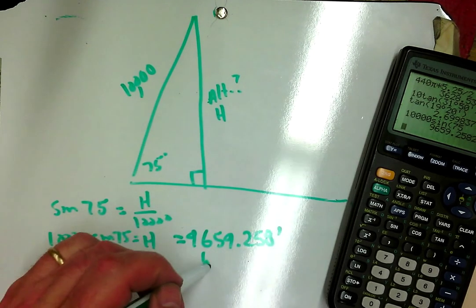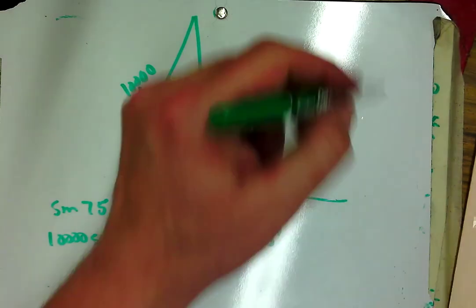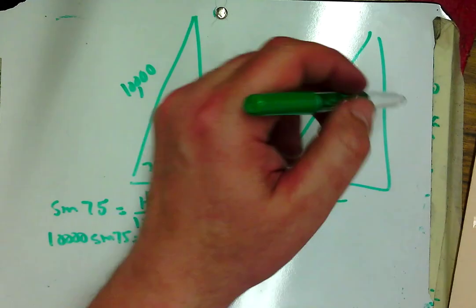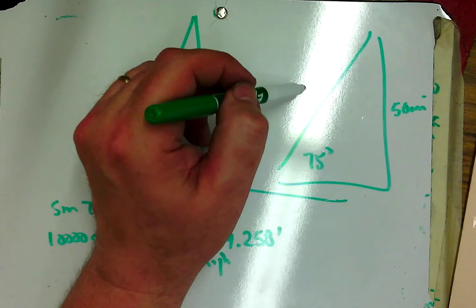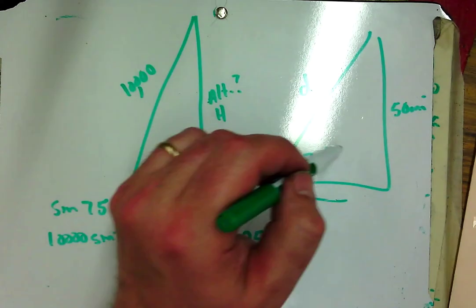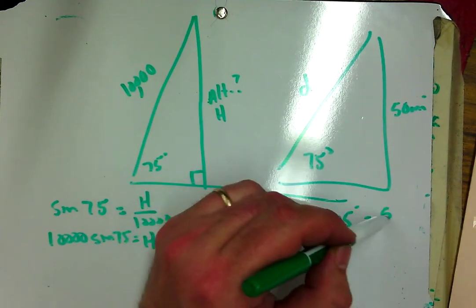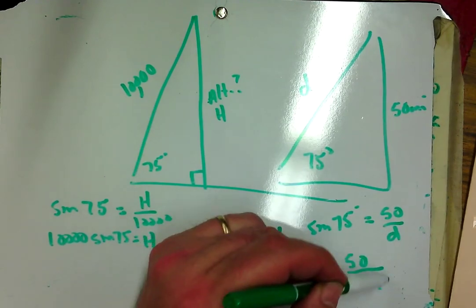9659.258 feet high. Okay, part B. The satellite needs to be at an altitude of 50 miles before it releases its cell phone. How far will it have traveled by the time it reaches that altitude? So now we're thinking about this other triangle, still 75 degrees, but this time we need 50 miles, and we're looking for how far it will have traveled. So again, it's opposite and hypotenuse. Again, it's sine of 75, but this time it's 50 over d. So d will equal 50 over sine 75.